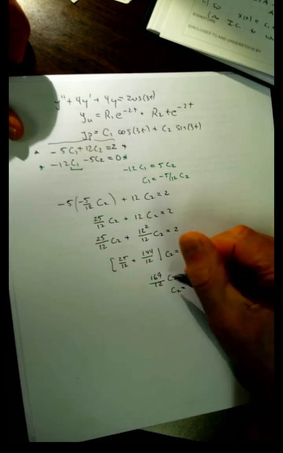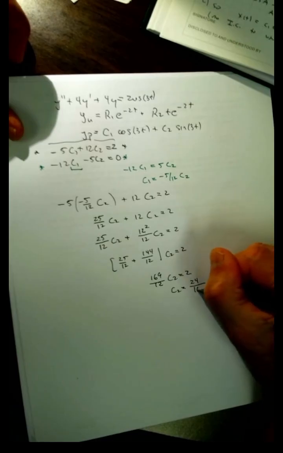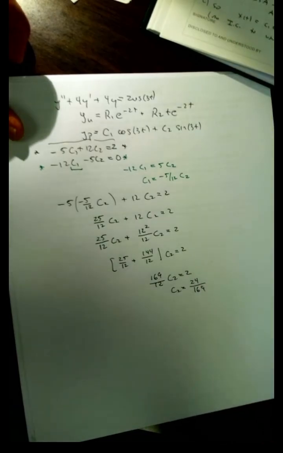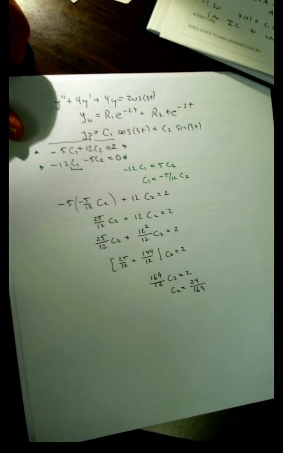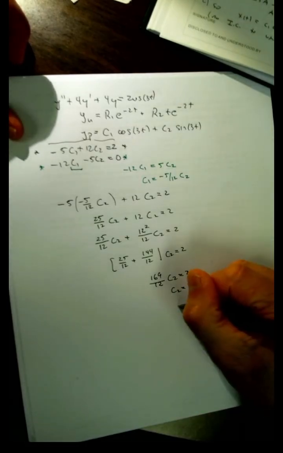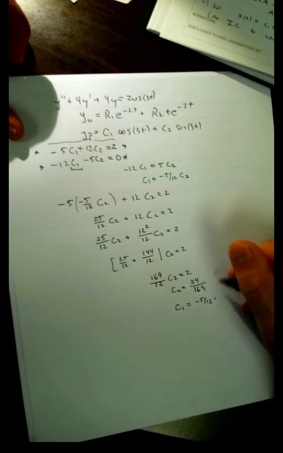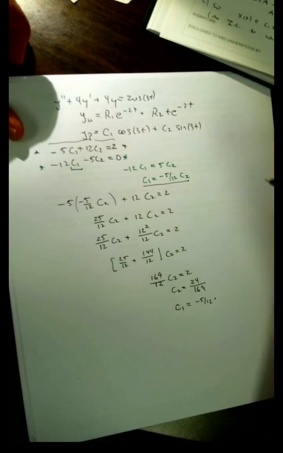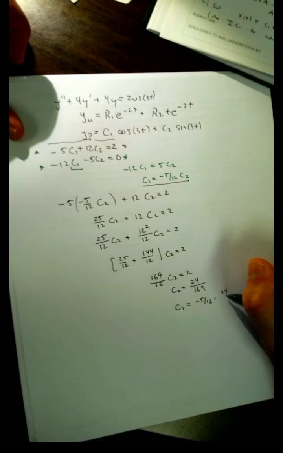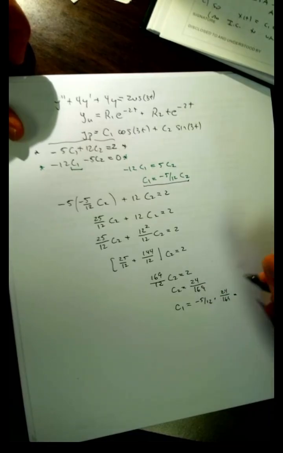So I multiply both sides by 12, I get 24, then divide both sides by 169. So I get that c2 is 24 over 169. And we said c1 is minus 5/12 times c2. That's coming from this equation. So let's see, 24 divided by 12 is 2 times minus 5. I get minus 10 over 169.